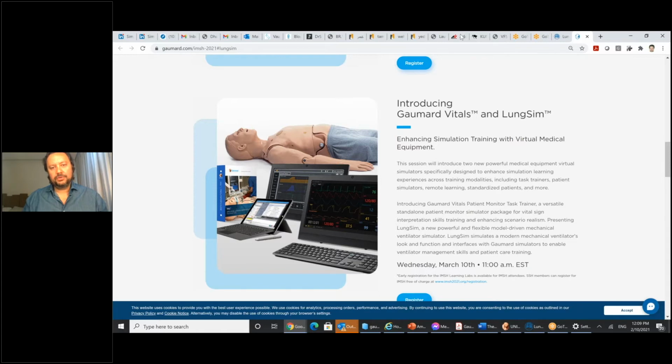And I will be presenting today the GOMART Vitals integrated with the Lungsim. So this is a new product launched by GOMART Scientific where you can have the Lungsim. Actually, the Lungsim is a mechanical ventilator simulator, so it's exactly like a screen that has all the functionalities of a mechanical ventilation. It is incorporated and integrated with the vital signs monitors and the controller of the simulator HAL with our systems. Okay, so our focus today will be on the mechanical ventilator simulator Lungsim.